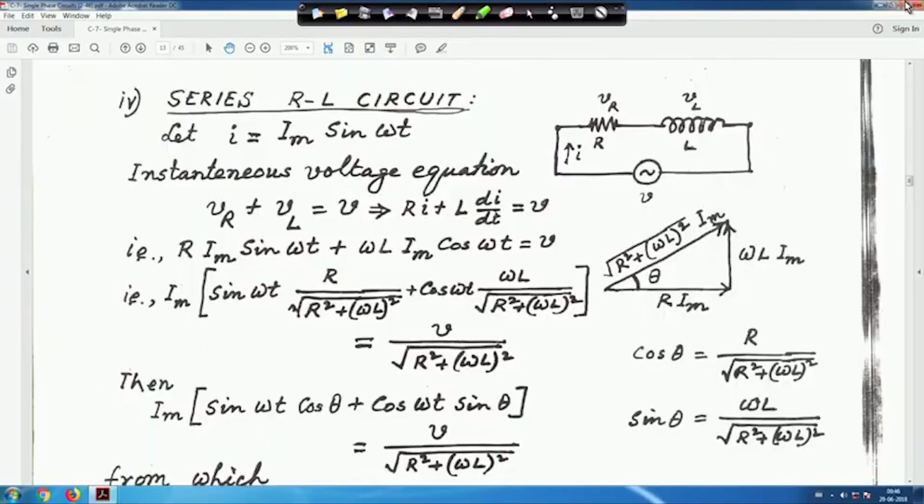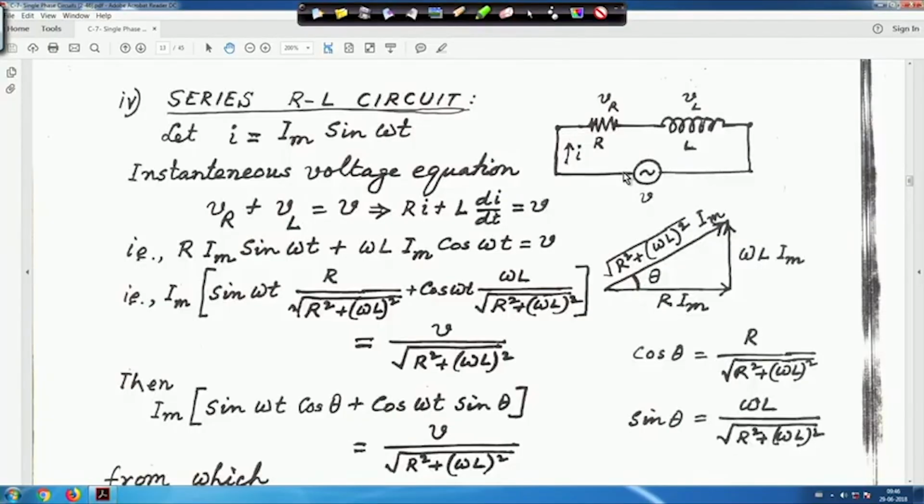So next we will consider the series RLC circuit. First we saw the purely resistive circuit, then the purely inductive circuit, then the purely capacitive circuit. Step by step we are moving. Now we will consider the series RL circuit.